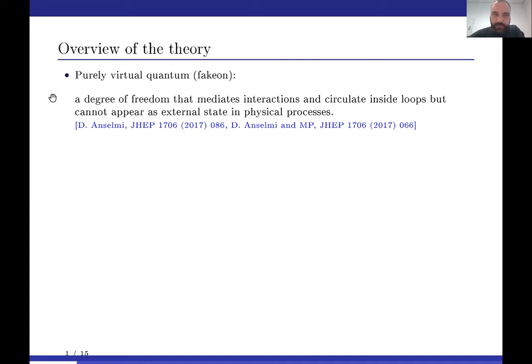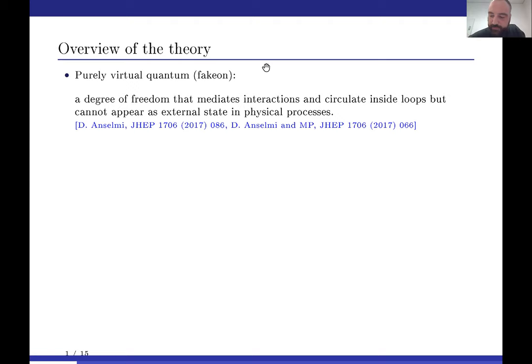First thing is to explain, at least in words for now, what is a purely virtual quantum. We also call it phacon. It is a degree of freedom that can mediate interactions. It circulates inside loops of Feynman diagrams, but it cannot appear as external state in physical process. The usage of this type of degrees of freedom is that in higher derivative quantum gravity, we want to keep the contribution that ghost give to renormalization and avoid to violate unitarity at the same time. So this is the job of this new type of degree of freedom.